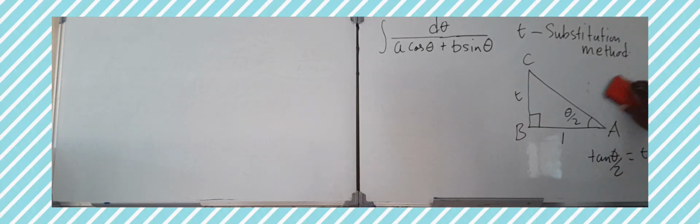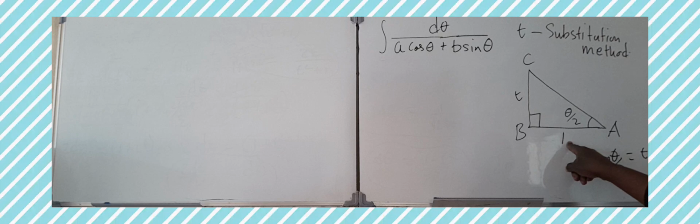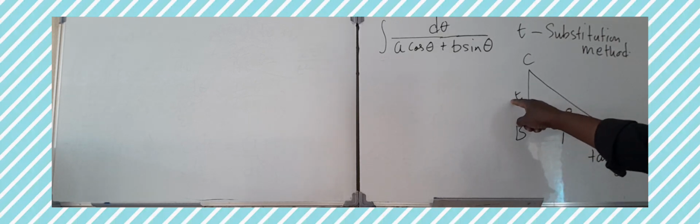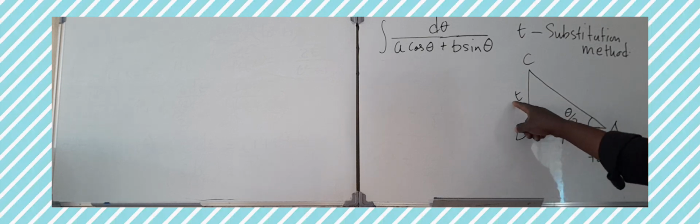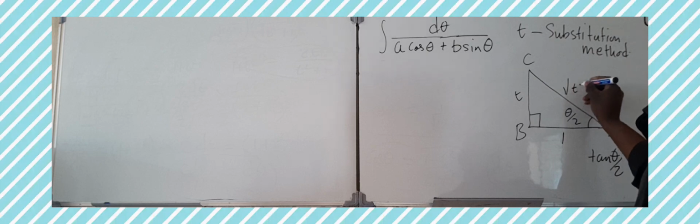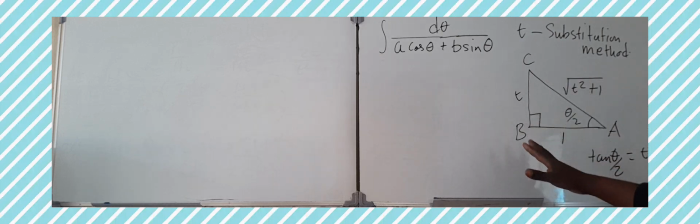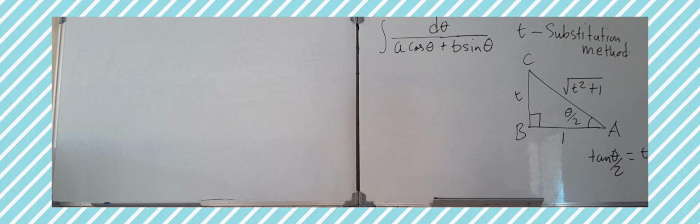Now, from Pythagoras' theorem, we know that the length of the hypotenuse squared is equal to this side squared plus that side squared. So the length of the hypotenuse is equal to the square root of t squared plus 1. That's just from Pythagoras' theorem. Now we have got the length of all the sides, and we've got our angle theta over 2.